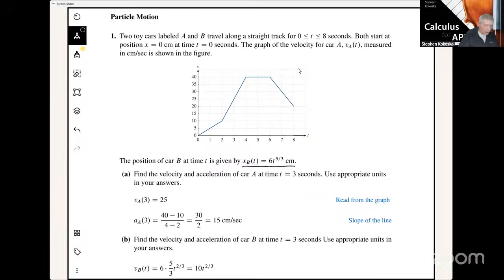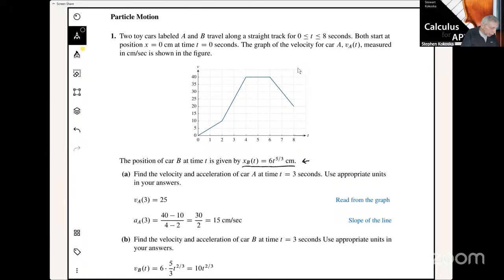The graph of the velocity for car A is given, not an analytical formula. So the graph of the velocity v sub A of t, which is measured in centimeters per second, is given in this figure. Kind of nice. This is made up of straight line segments, and we'll talk a little bit more about graphing that, and maybe Tom will do a little bit with that also. The position of car B at time t is given by this expression. So for car B, we have an analytical expression for its position, and we've got lots of questions that we want to answer about this setup.